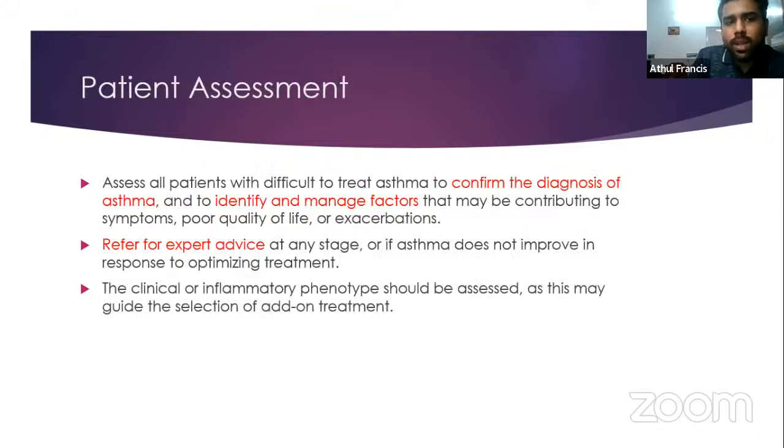So as I told, whenever a patient comes and the treatment step is not under control, the first step is to assess whether the patient is using the inhaler properly, whether there are other contributory factors like obesity, smoking, any occupational exposure. Treat that contributory factor. Even after treating the contributory factor, if the patient is not improving, that means it's a case of severe asthma.